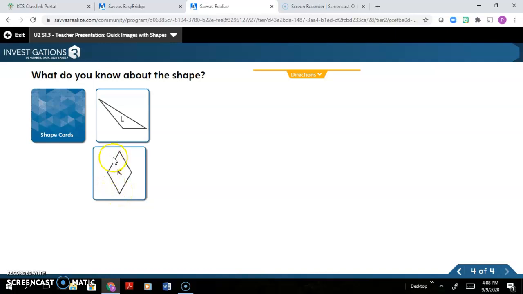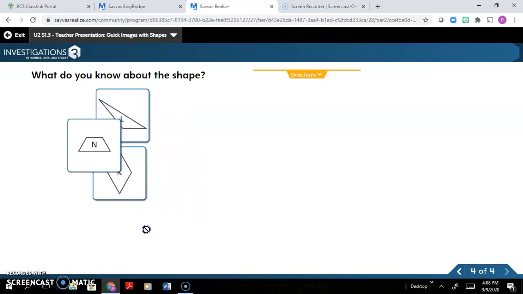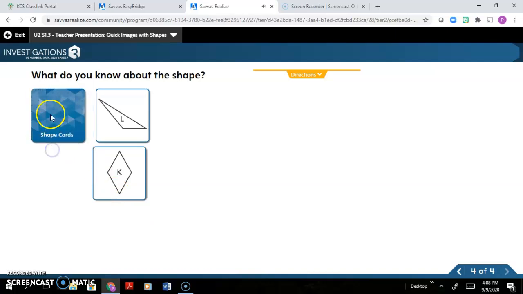Some of you may have called it a diamond. It kind of looks like a diamond. The mathematicians call this a rhombus. Do you know what this shape is called? Right, it has 4 straight sides and 4 corners. This is called a trapezoid.